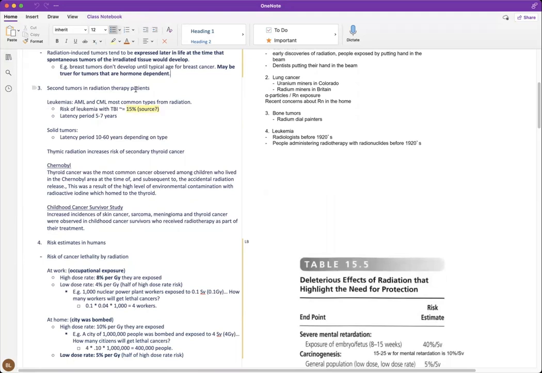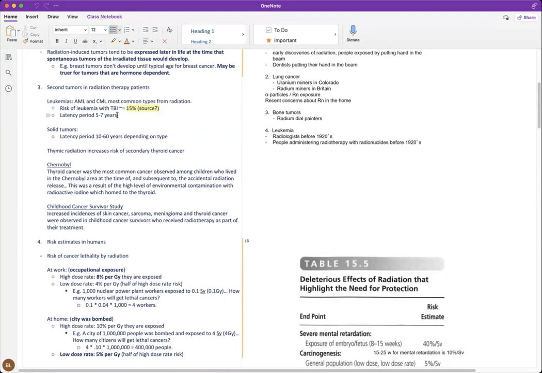Second, tumors in radiation therapy patients. So I talked about the timing, but leukemias, AML and CML, are the most common types. The risk of leukemia is somewhere around 15%. I couldn't find a source for this. I don't know if that's right. The latency period, as I mentioned, is 5 to 7 years, typical. Solid tumors, latency period varies, but is a long time. And thymic radiation increases the risk of secondary thyroid cancer.